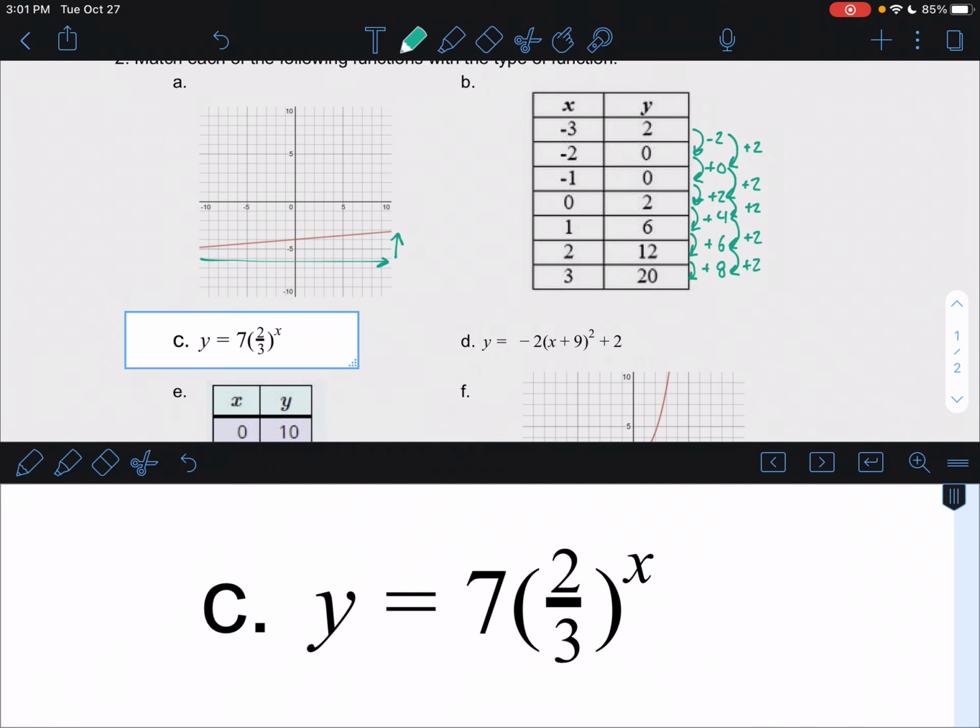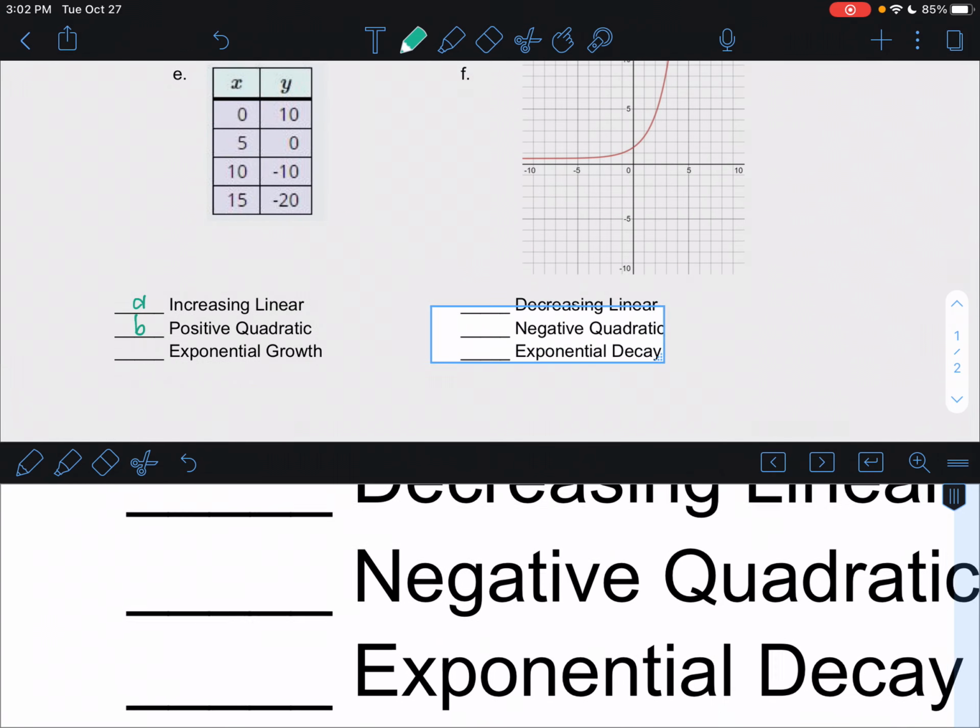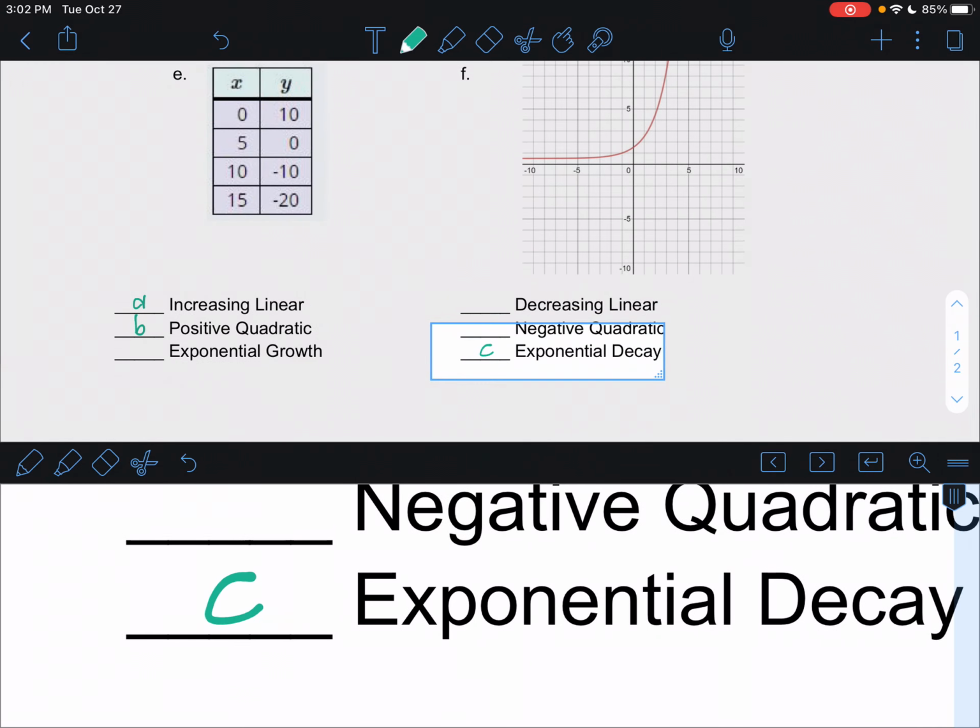All right, here's C. y equals 7 times (2/3) to the x. I see an x in the exponent, which makes it exponential. And to determine if it's going to be exponential growth or exponential decay, I just look at the number inside the parentheses. If that is greater than 1, then it's going to be growth. If it's less than 1, it's decay. 2/3 is less than 1. Therefore, this is exponential decay.